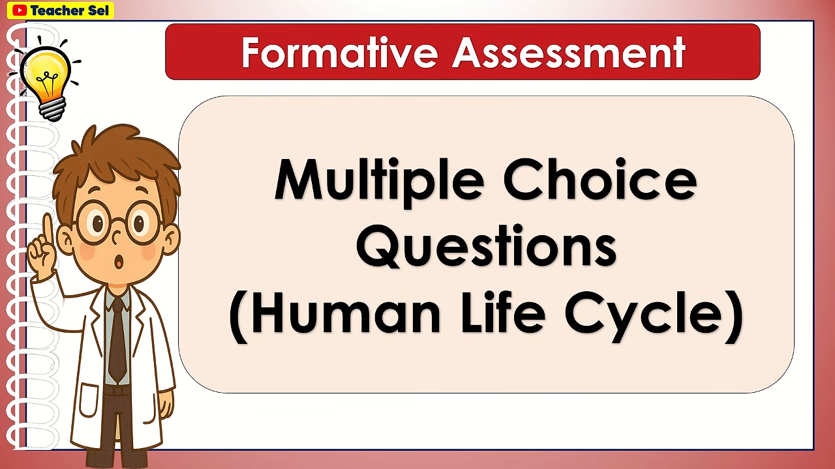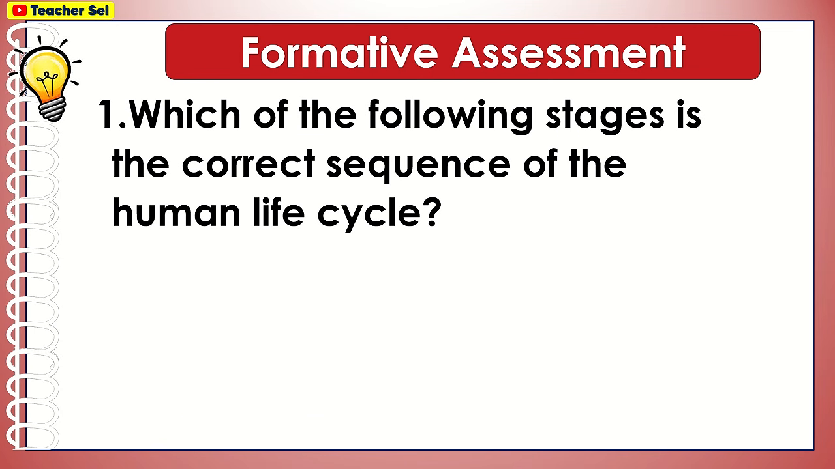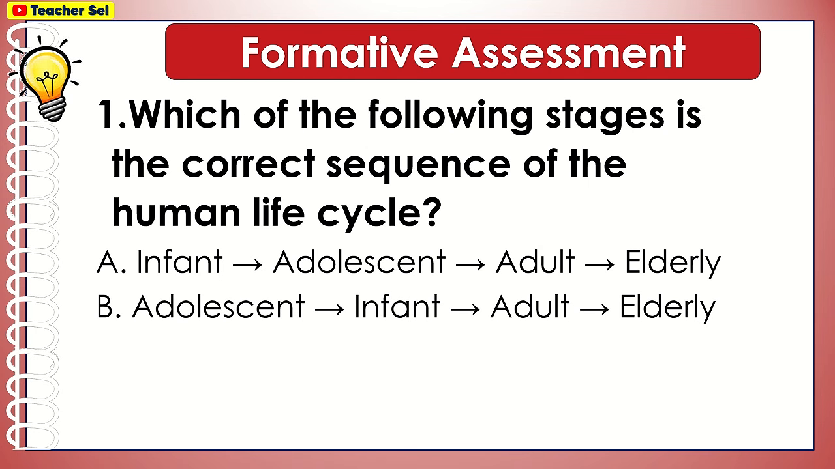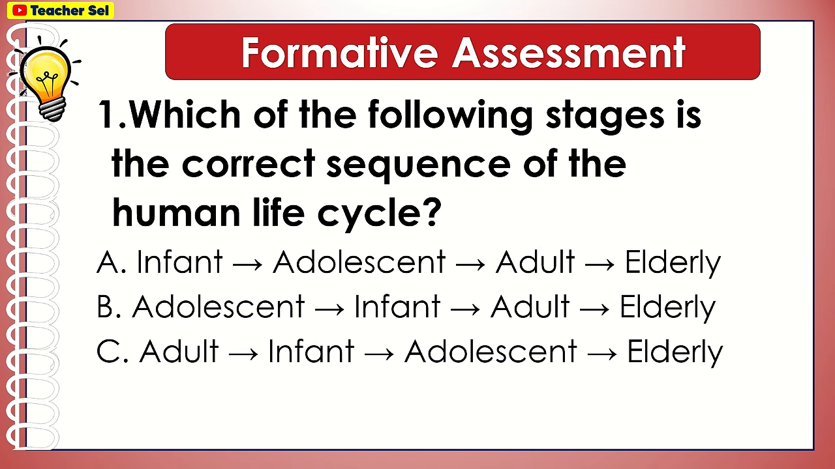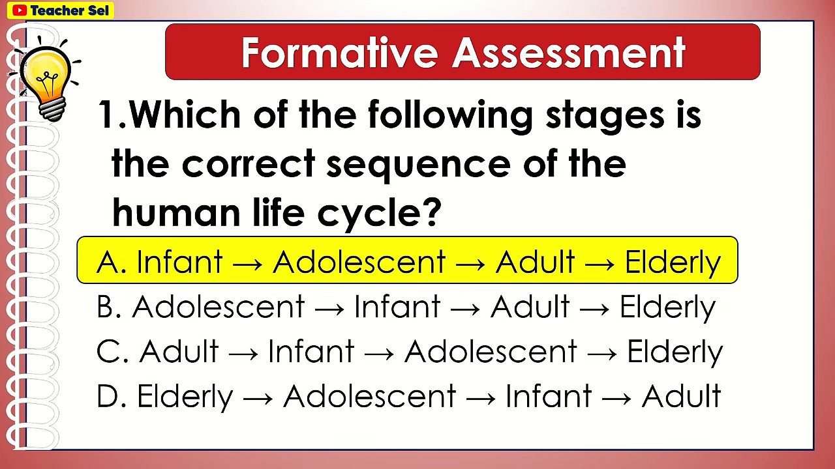For your formative assessment, multiple choice questions, human life cycle. Which of the following stages is the correct sequence of the human life cycle? A. Infant, adolescent, adult, elderly. B. Adolescent to infant to adult to elderly. C. Adult to infant to adolescent to elderly. D. Elderly to adolescent to infant to adult. You're right. The correct answer is letter A. From infant to adolescent to adult to elderly.